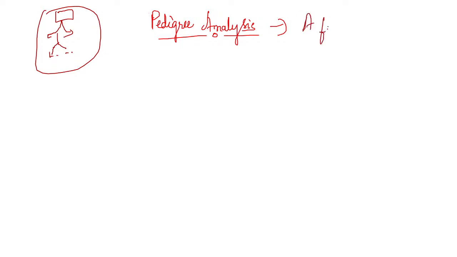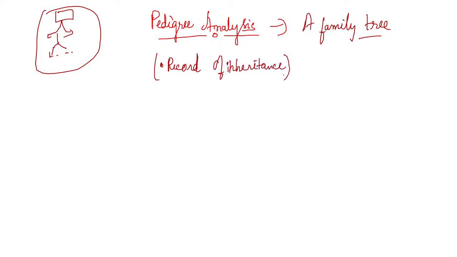Similarly, pedigree is also a family tree, right? And in this family tree, what do we do? We record the inheritance. We keep a record of the inheritance of certain characters, right? Inheritance of certain genetical characters. Not other characters, but only the genetical characters. I hope you can understand the abbreviated forms, and please do make the note. Or we can also keep the records of disorders.